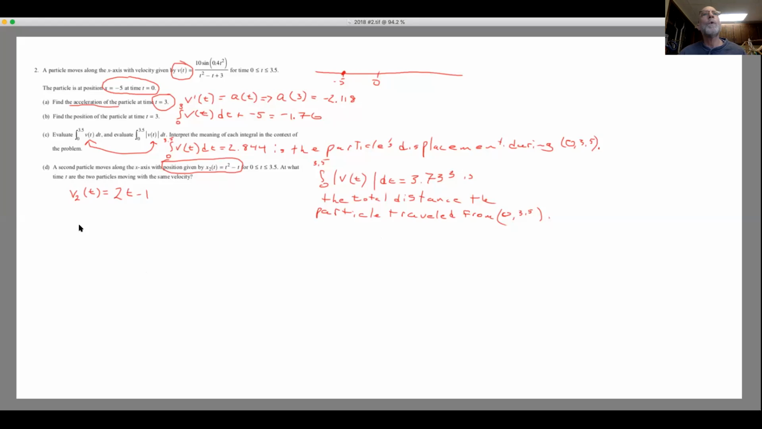And so the way I would show this is I would say this: v of t1 equals v of t2 at t equals 1.571 with a velocity of 2.141. Okay.